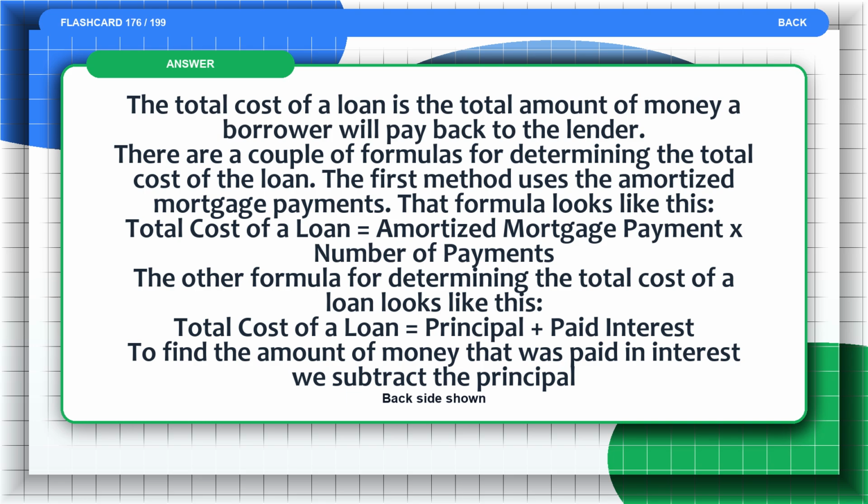The first method uses the amortized mortgage payments. That formula looks like this. Total cost of a loan equals amortized mortgage payment x number of payments. The other formula for determining the total cost of a loan looks like this. Total cost of a loan equals principal plus paid interest. To find the amount of money that was paid in interest, we subtract the principal.